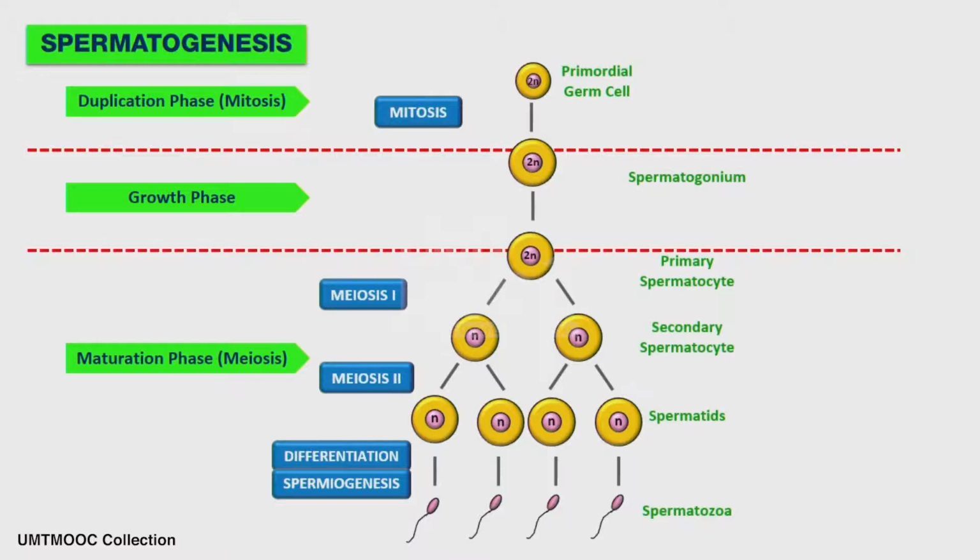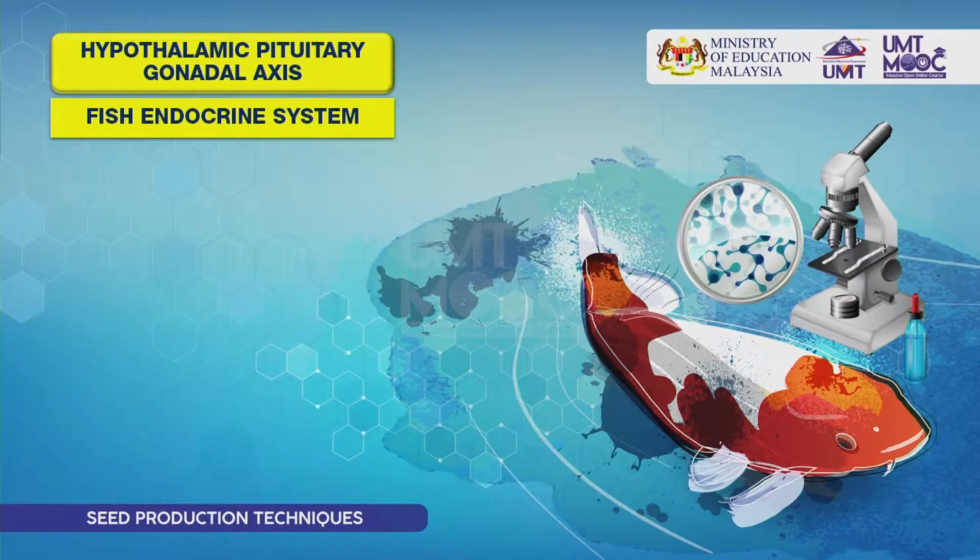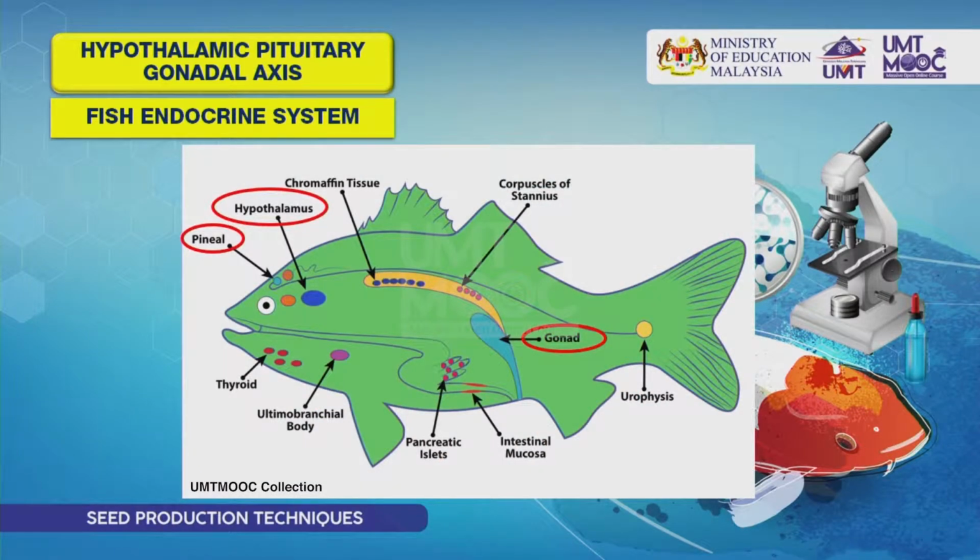The figure shows the sperm developed in the testes. Next, I will talk about the hypothalamic-pituitary-gonadal axis in fish. It is the relation between the hypothalamus, pituitary and gonad of the fish in the reproductive mechanism. Hypothalamus and pituitary belong to the endocrine system. It is situated in the brain of the fish.